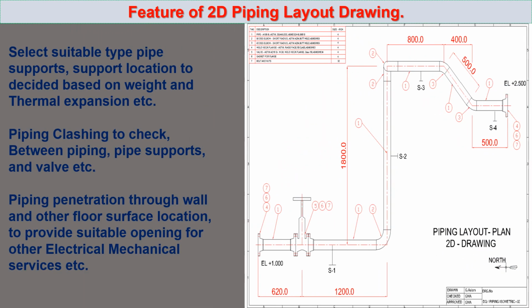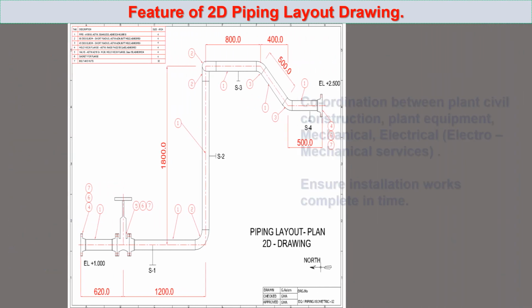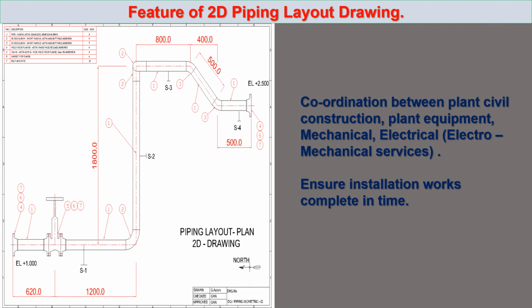Select suitable type of pipe supports, with support location decided based on weight and thermal expansion, etc. Check piping clashing between piping and pipe supports, valves, etc. Piping penetration through wall and floor surface location, to provide suitable openings for other electrical and mechanical services, etc. Coordination between plant civil construction, plant equipment, mechanical, and electrical services ensures installation works are completed in time.